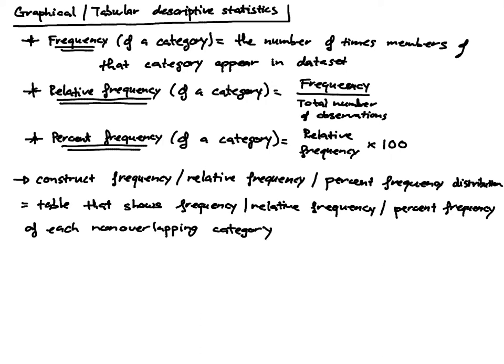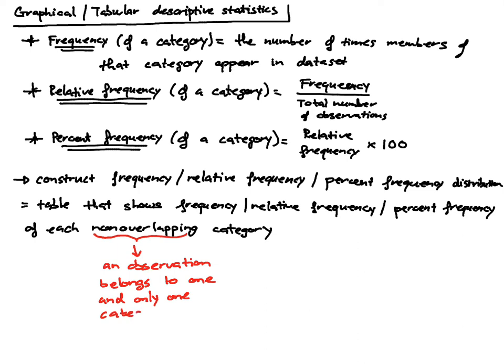category. Okay. Now, when we mention non-overlapping, all we are saying is that an observation belongs to one and only one category. So let's go ahead and look at an example.